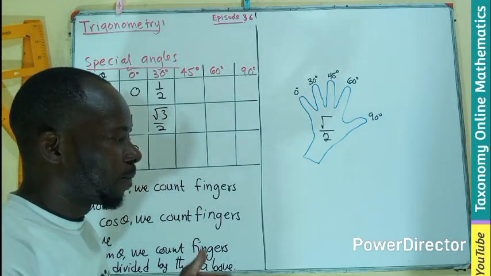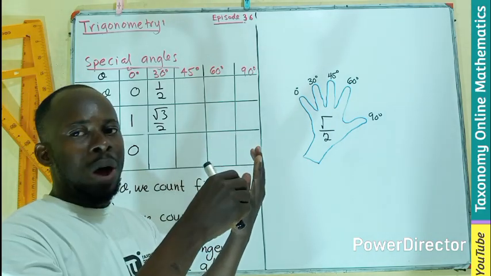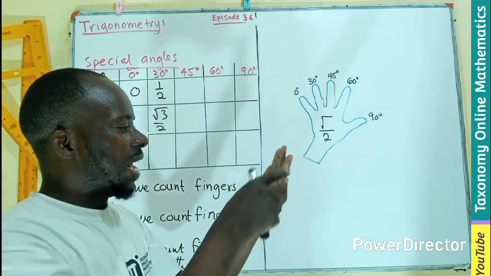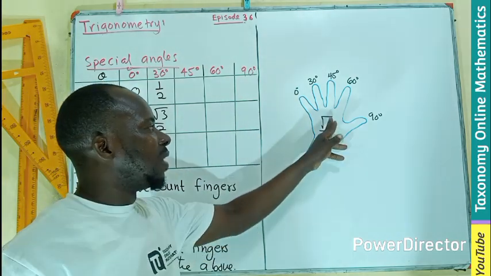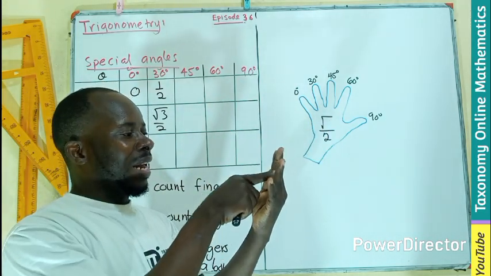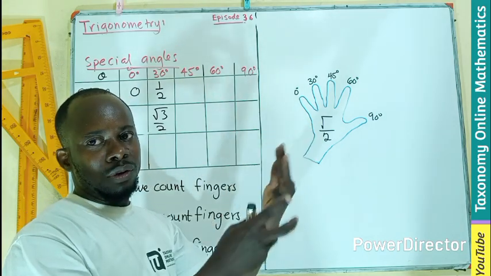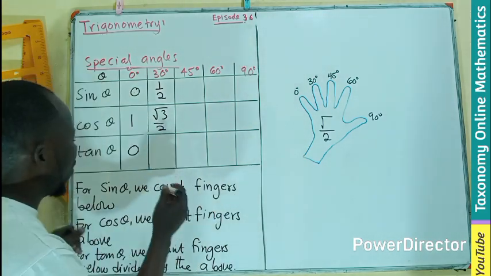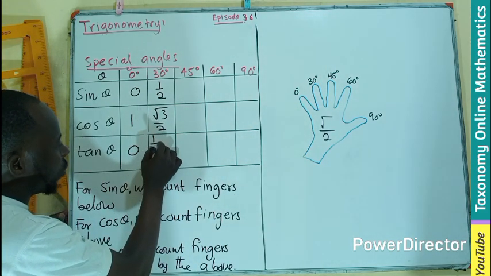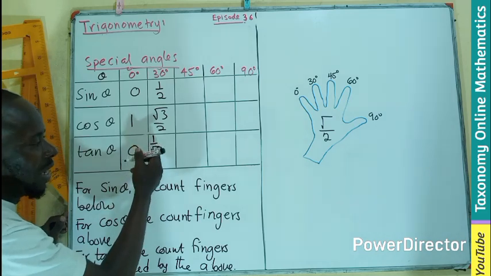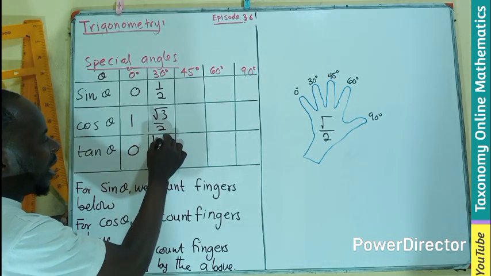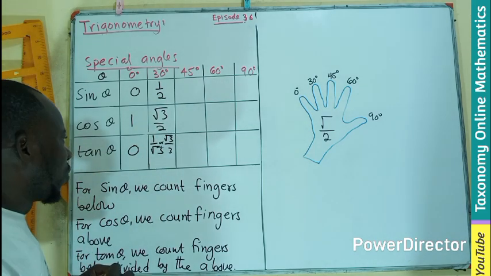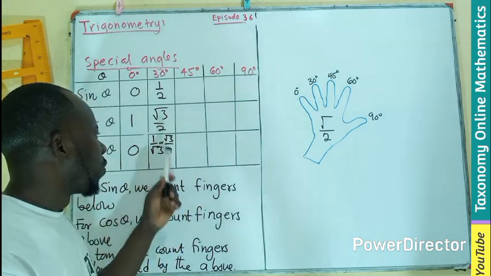How about the tan? We are still here at 30. So 1 divided by 3. But don't forget, what we are picking here is 1 as the root of 1, and this is 3 as the root of 3. So root 1 over root 3, which is 1 over root 3. When you rationalize, this will give you root 3 over 3. So it is either 1 over root 3 or root 3 over 3.